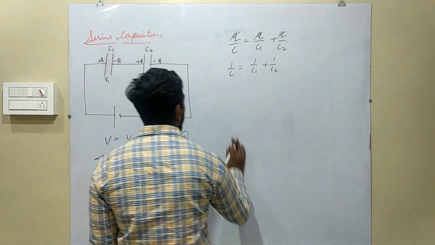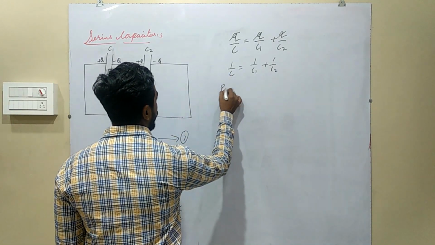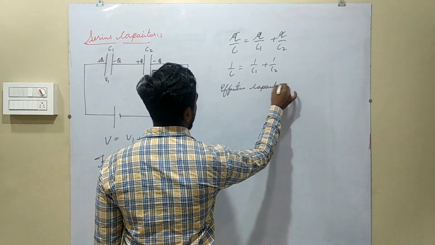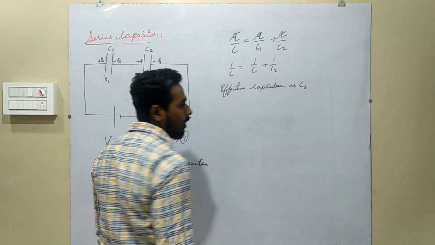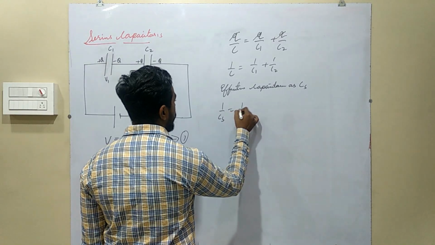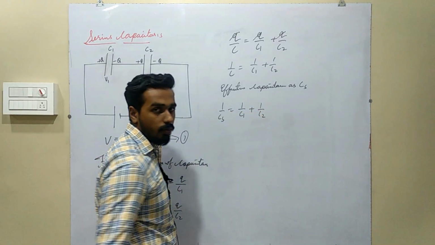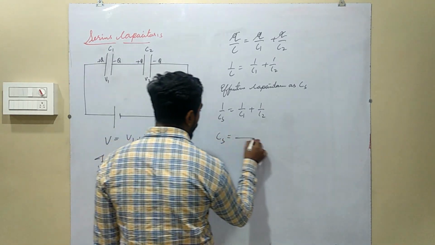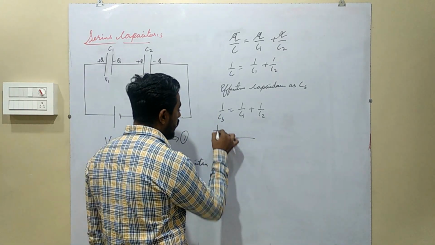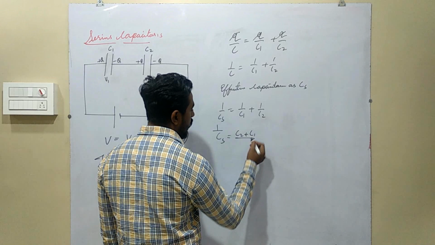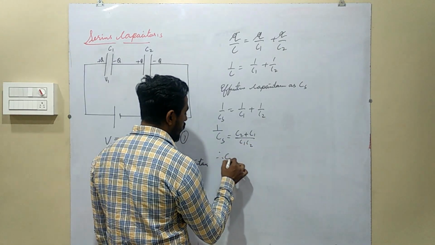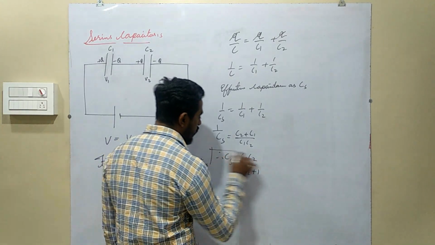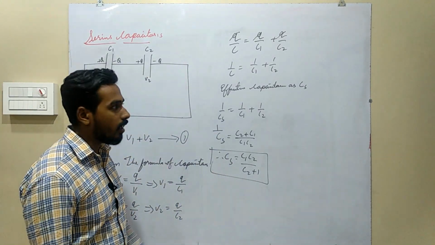Clear? Next, further, if I take the effective capacitance as CS, C subscript S, therefore 1 by CS is equal to 1 by C1 plus 1 by C2. Okay, when I take the LCM and write it like this, 1 by CS is equal to C2 plus C1 divided by C1 C2. Therefore CS is equal to the reciprocal, C1 C2 divided by C2 plus C1. This is the equation for capacitors in series.